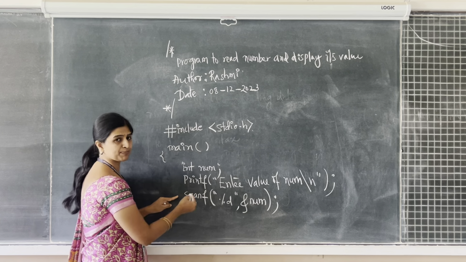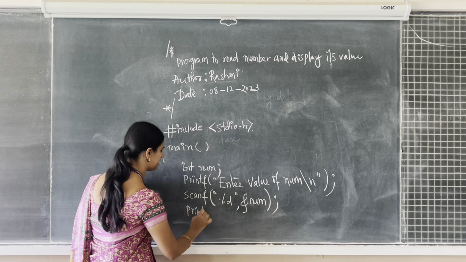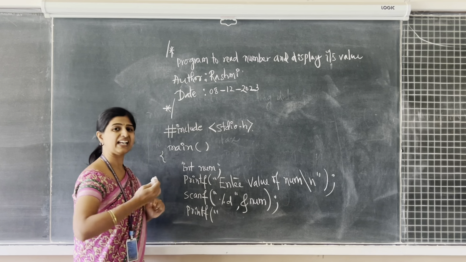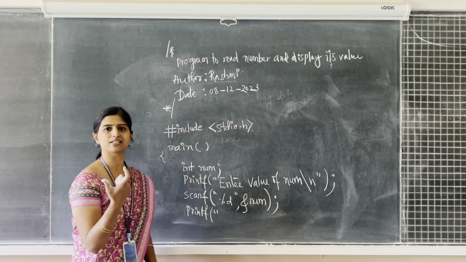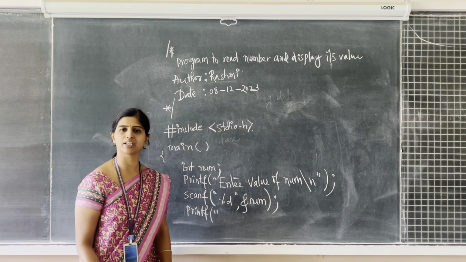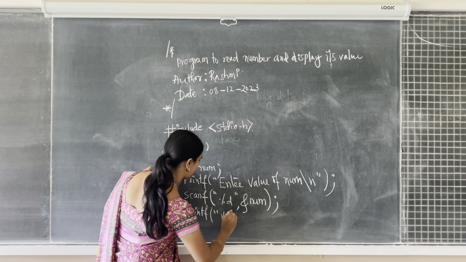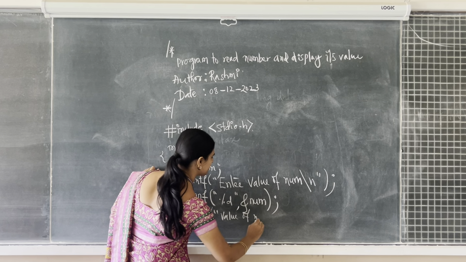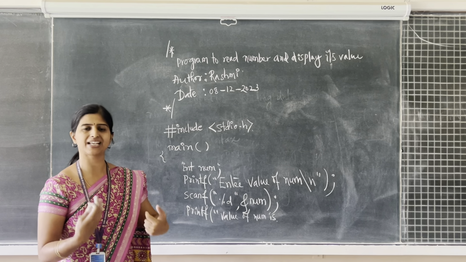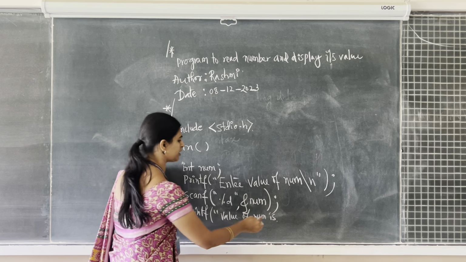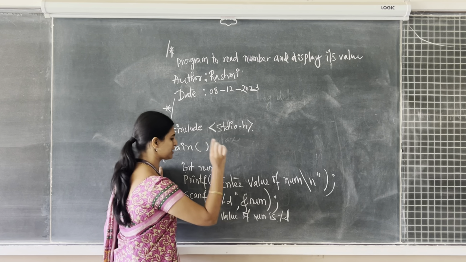So now I need to display. Display means obviously it is printf. Then I need to give a relevant message to the user. I can't just display its value; I need to convey something to the user. Value of num is, that is appropriate. That value is not a constant, it is going to change based on the user input. So I make use of something called a format specifier. Now I am dealing with an integer, so percentage d is the format specifier.